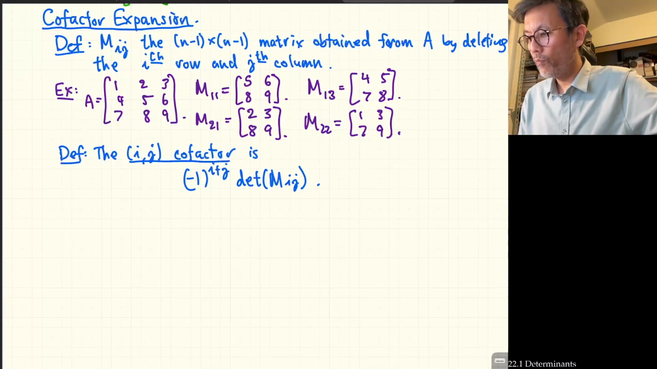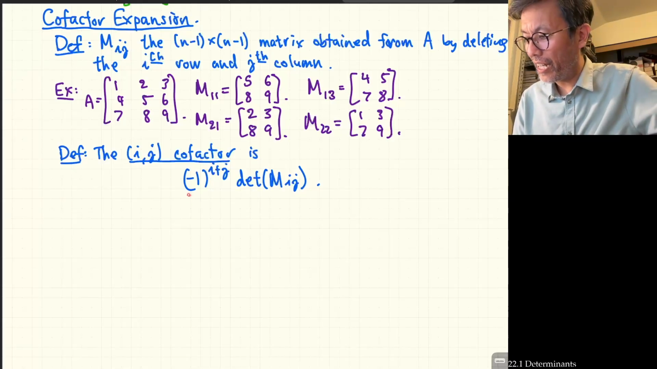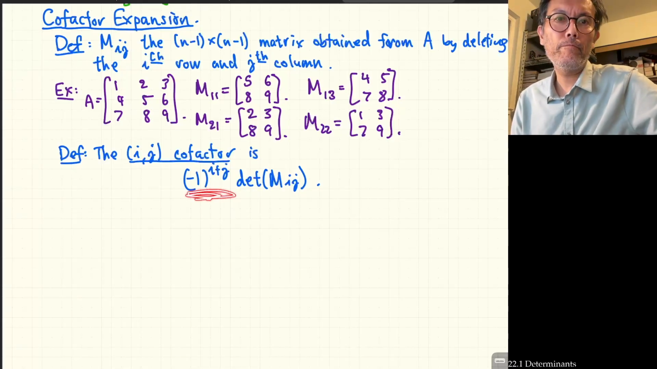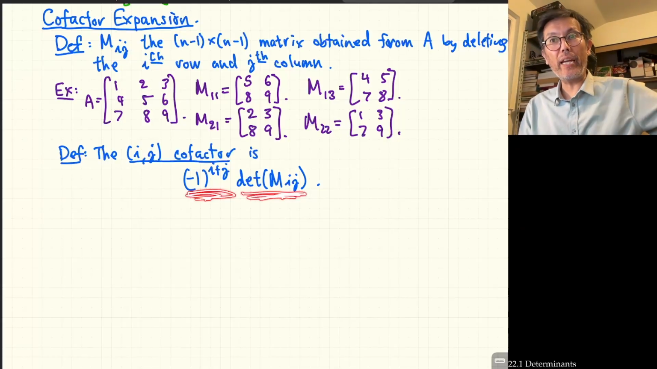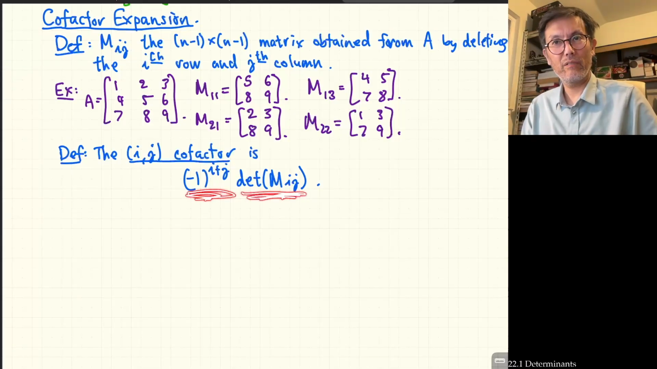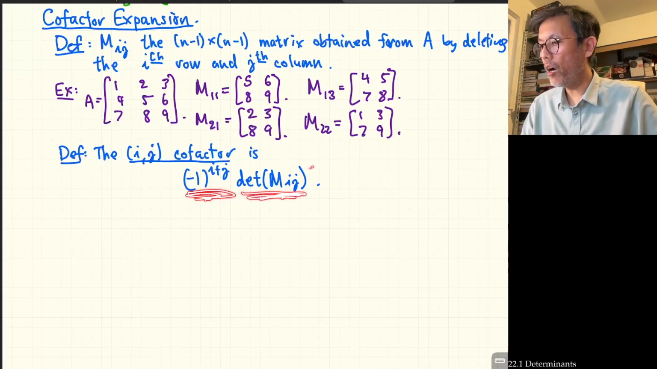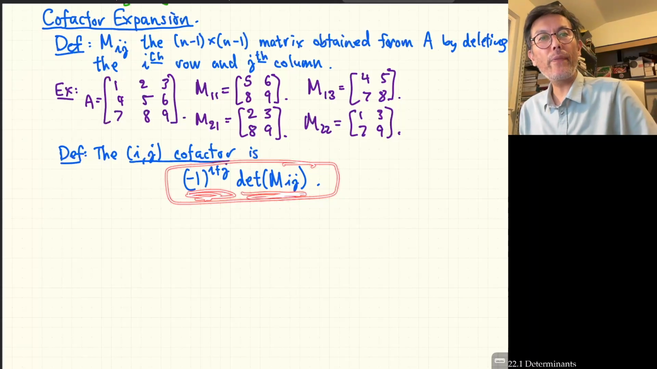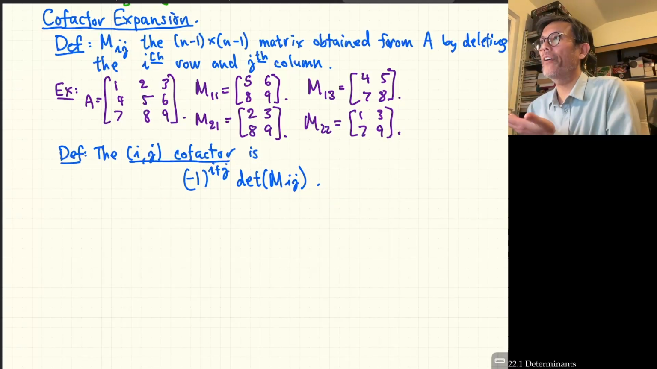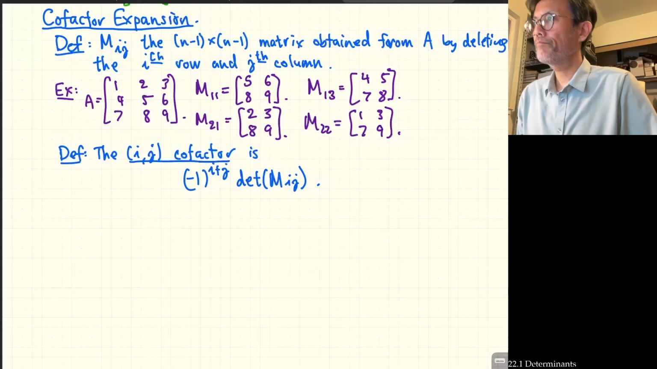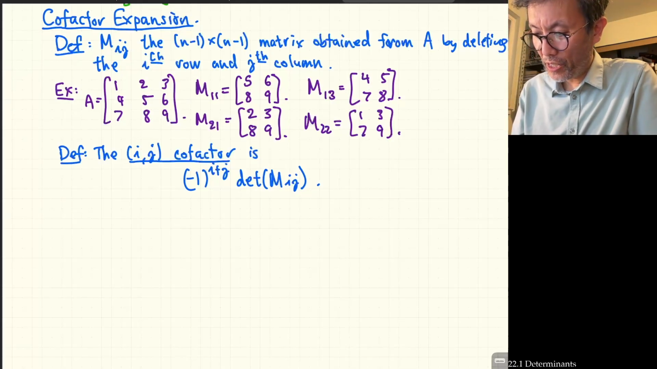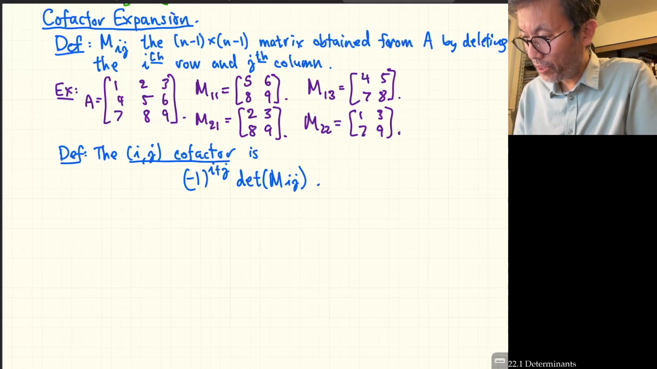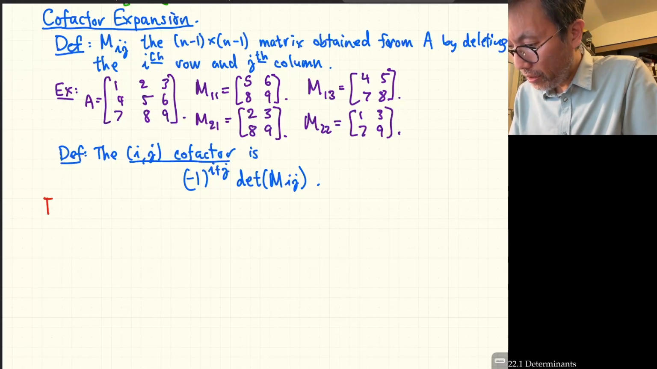So this thing here is just a sign gadget. It's either plus or minus 1. The determinant of Mij, please notice, this comes from A, and it's the determinant of a smaller square matrix. And we're going to call this product the ij cofactor of A. Then, here's a fact, which I'm going to shove down your throat.